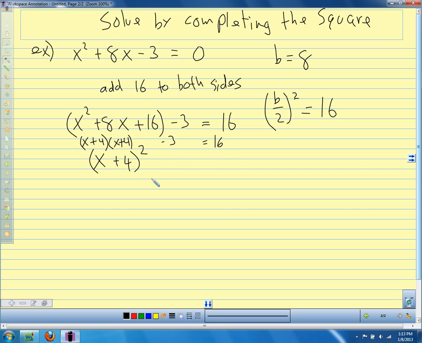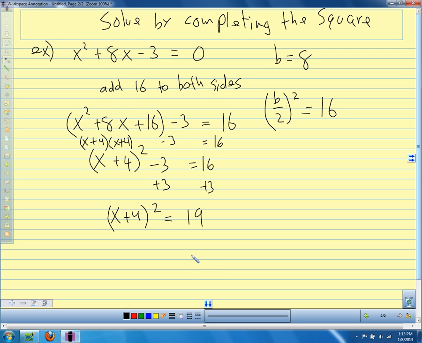So (x + 4)^2 - 3 = 16. I want to get this squared part by itself, so I'm going to add 3 to both sides. So (x + 4)^2 = 19. And then to solve this, I can just take the square root of both sides.